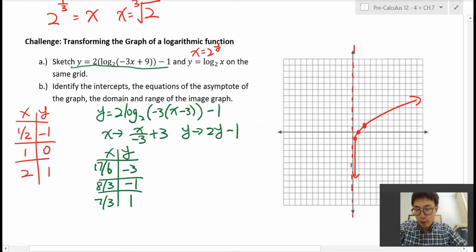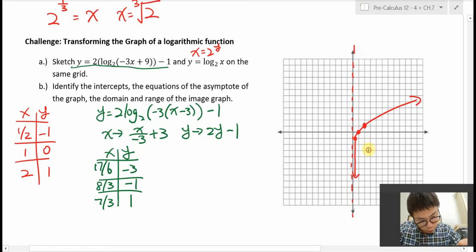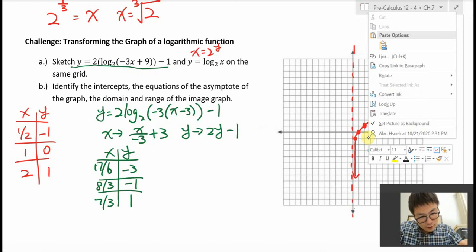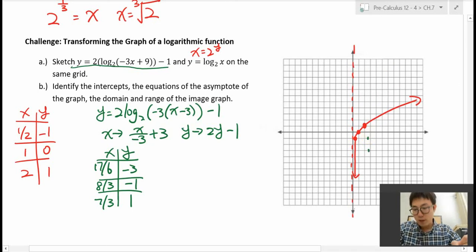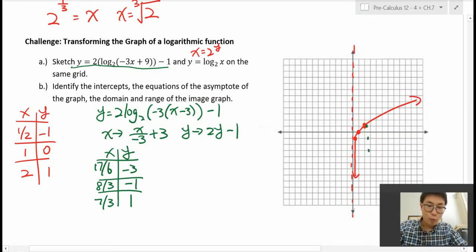So now we can actually plot these points, and let's see what happens. So we have 17 over 6. If you put that into a calculator, that's almost 3. So 1, 2, 3, and -3, so it'll be somewhere here. 8 out of 3 is also almost 3. That's 2.6 repeating, and -1, so that's here. 7 out of 3 is 2.3 repeating, and 1, so that's right here. So it's almost like a straight line.